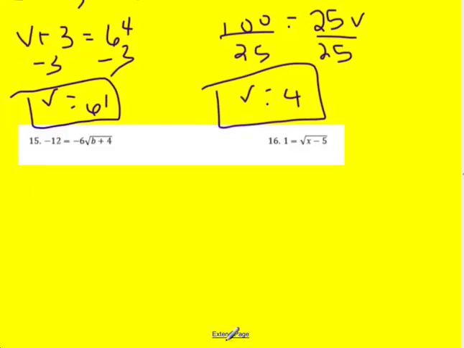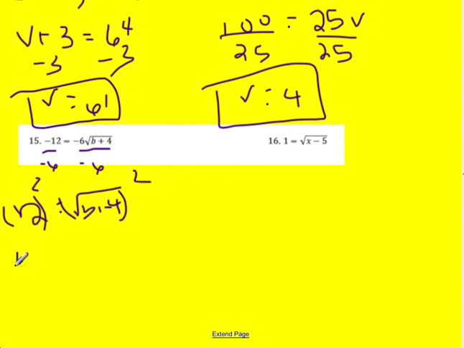Again, it's set equal to a negative number, but the radical isn't isolated yet. So I'm going to divide both sides by a negative 6. And when I do that, I end up getting that 2 is equal to the square root of b plus 4. So the radical's isolated and it's set equal to a positive number, which is good because now we can go about solving it. Well, 2 squared is 4. And then the square root of b plus 4 squared is going to be b plus 4.